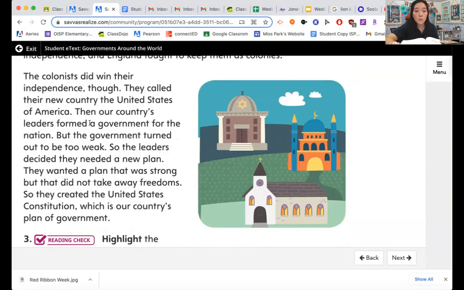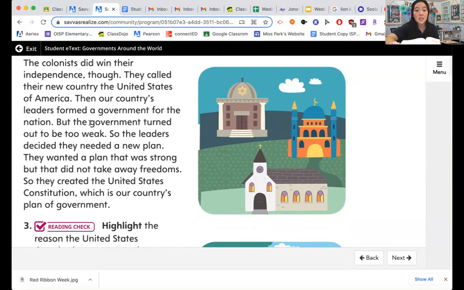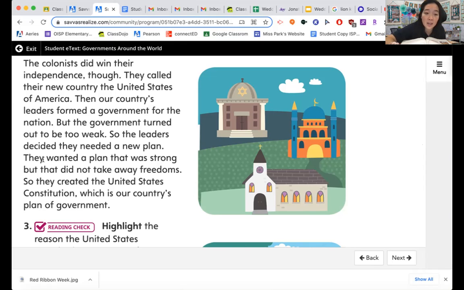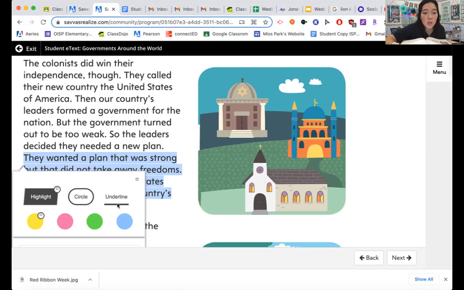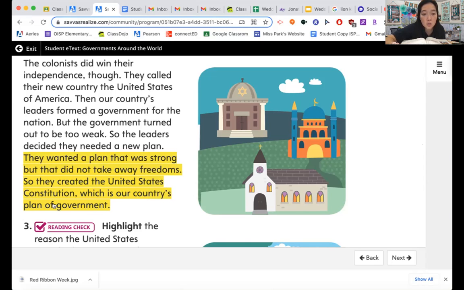Then our country's leader formed a government for the nation, but the government turned out to be too weak. So the leaders decided they needed a new plan. They wanted a plan that was strong, but that did not take away freedoms. So they created the United States Constitution, which is our country's plan of government. Oh, okay. So they created a plan that was strong, but did not take away freedoms. And so that's why they created the United States Constitution.